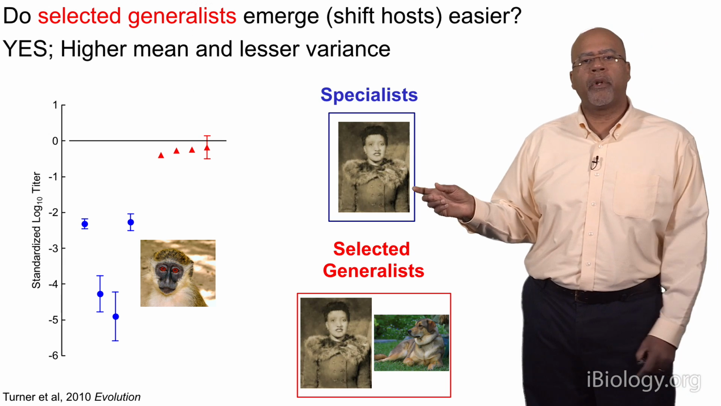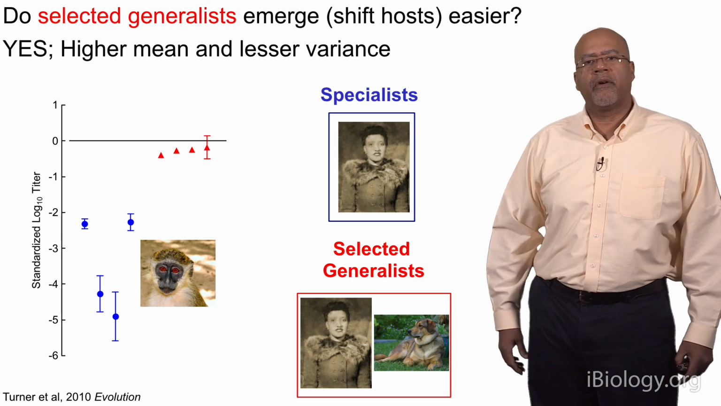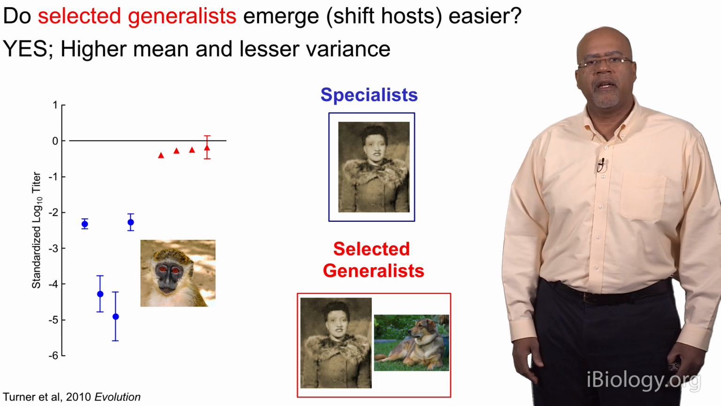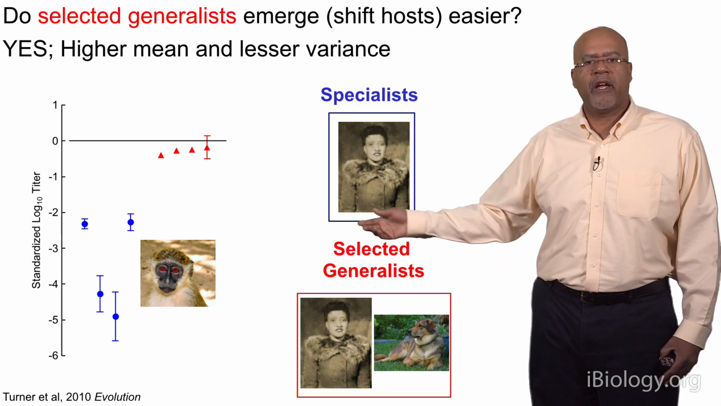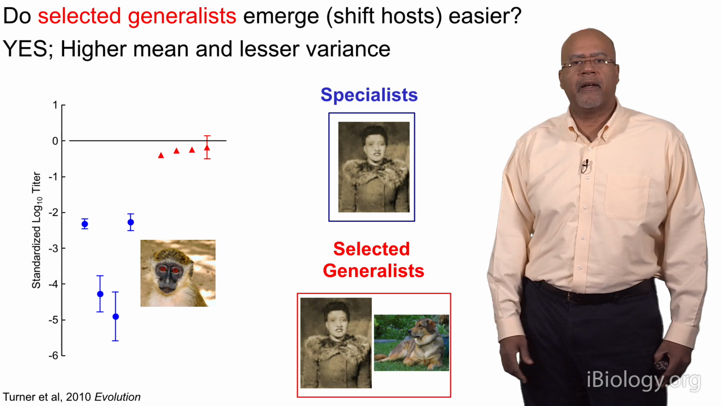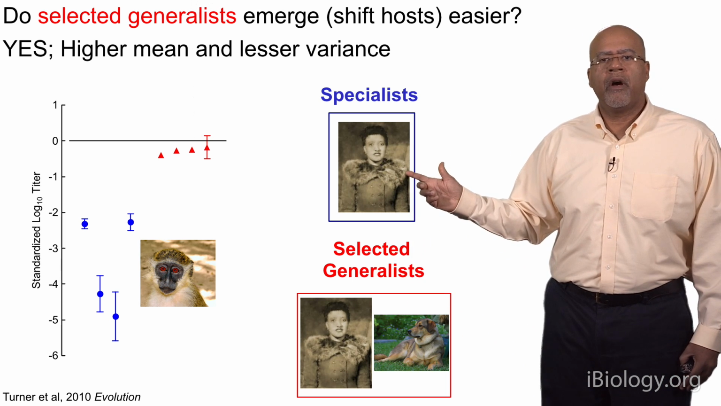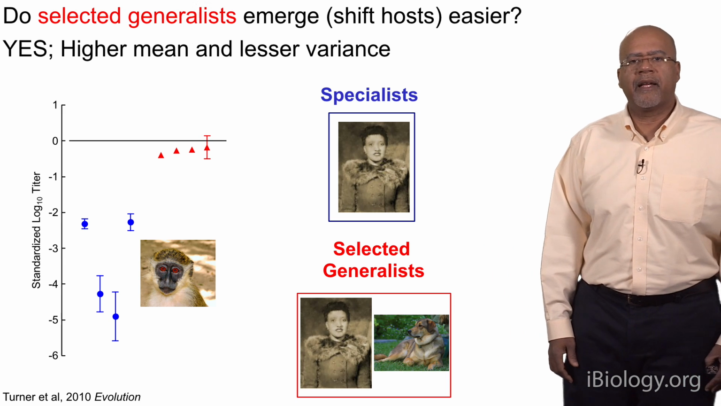And you'll see that all the blue points are well below the 0 line. That means that these specialist viruses from our study can grow on this first challenge host I'm indicating that came from monkey cells, but they grow pretty poorly compared to their capacity to grow on the HeLa cells that came from Henrietta Lacks.